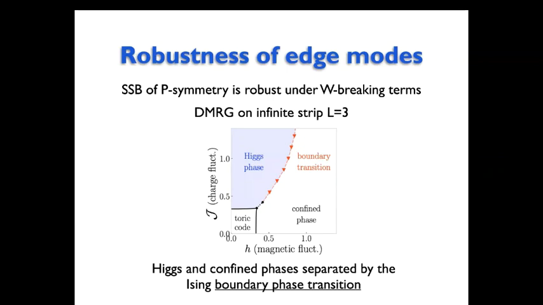Right, but is the Higgs phase and the confined phase still the same phase or a different phase? In the bulk, there is no phase transition there. So it's still the same phase, but there is a way to distinguish them by cutting. But having a boundary transition is not the definition of two different phases, though, right?